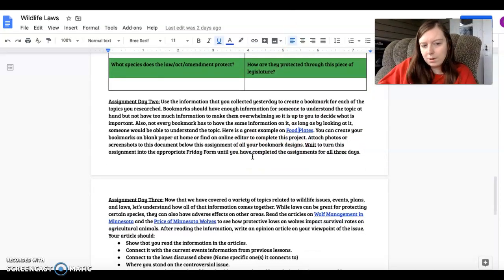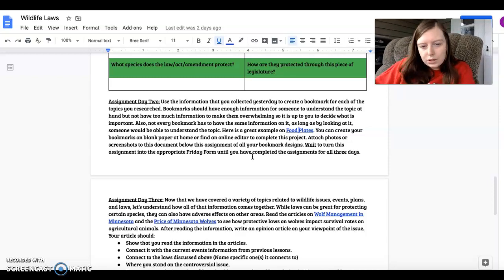You can create your bookmarks on blank paper at home, just plain copy paper if you want, or even line paper. I'm cool with that too. Or you can find an online editor to help you complete this project. Another way to do this is to go into Google Docs and do a Google Drawing. That would help you create those as well. Or you can make them in PowerPoint. I would just suggest putting a line down the middle or something to show the front and the back and the difference between those.